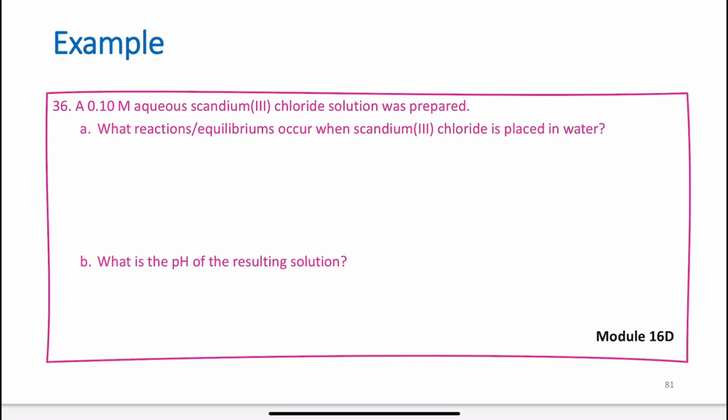This goes back to that aluminum chloride example. This was a test question. My students did not like it. I can't help if you don't like it. It was a test question. You should be able to do it. What reactions and equilibriums occur when scandium 3 chloride is placed in water?